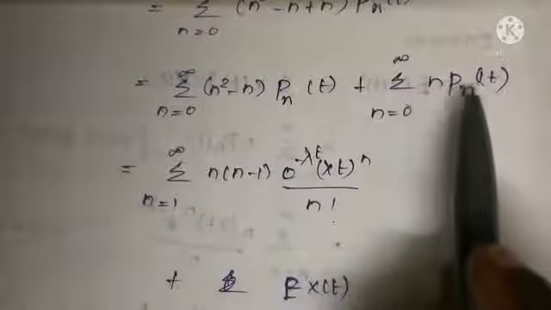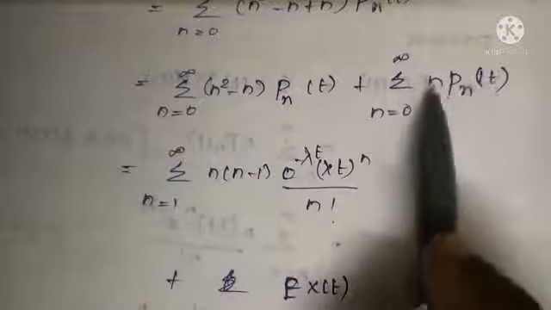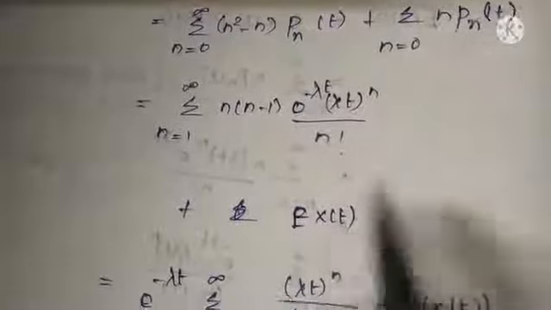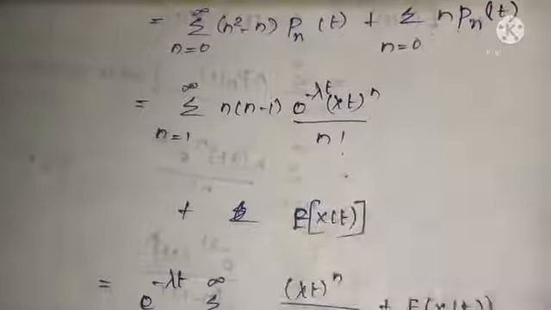Taking n common, it is, right? And this is actually a mean, E of x of t. E of x of t is summation x of t into probability, okay? X of t is n, okay? So when you take n common, this is the term. And this is E of x of t.